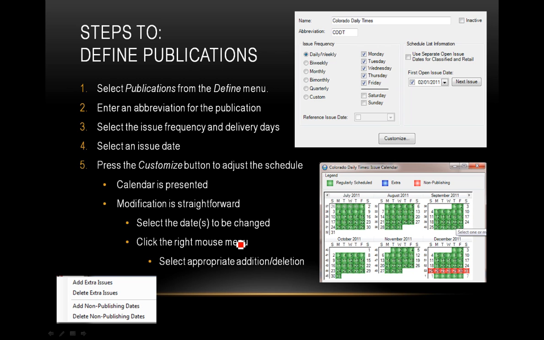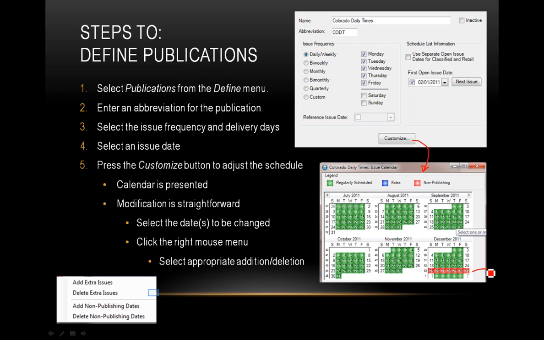To define your publications, again, go to the Define menu and select Publications. And we already walked through the top screen here that shows the publication. So go ahead and enter the abbreviation, the frequency, and select the next issue date, the next upcoming issue date that hasn't been closed out. If you'd like to customize it, select the Customize button to display the following dialog. Everything in green is going to be a regularly scheduled publication. So this is a 5-day-a-week daily, and you can see Monday through Friday is all highlighted. But we went down here to the week of Christmas, and we selected that as a non-publishing date.